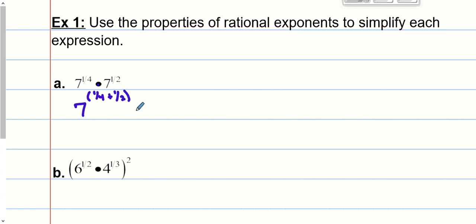Well, 7 to the 1/4 plus 1/2 is going to give me 7 to the, well, add those fractions. You can do that in your calculator, you can do that on your paper, however you wish to add those fractions, you are going to get 3/4. So that is 7 to the 3/4 power.